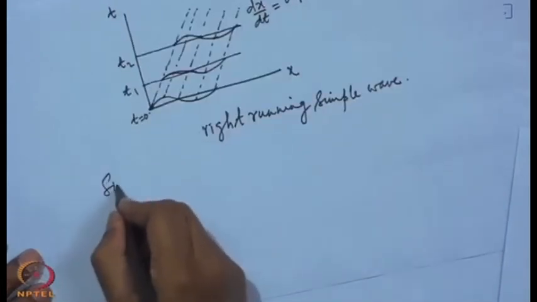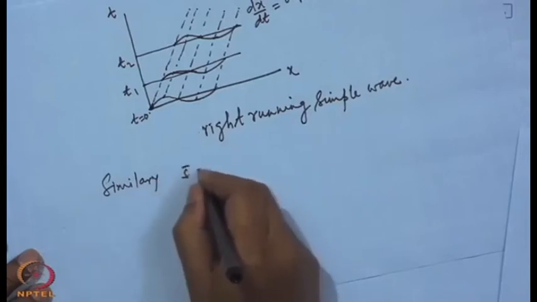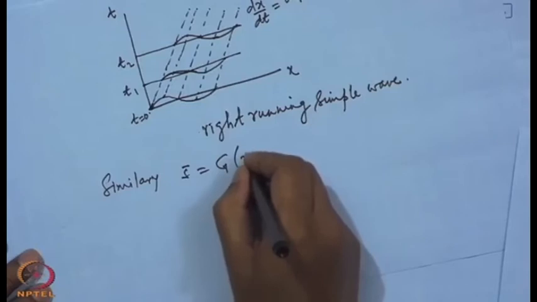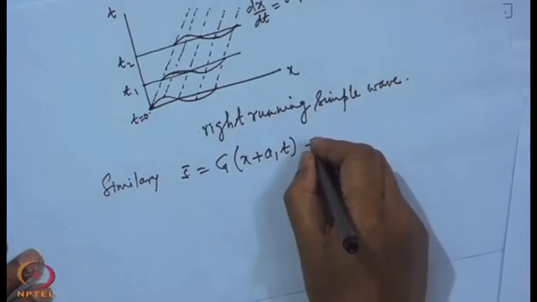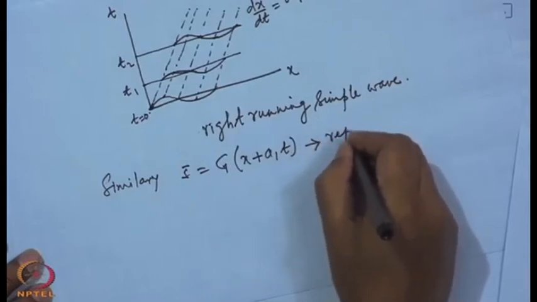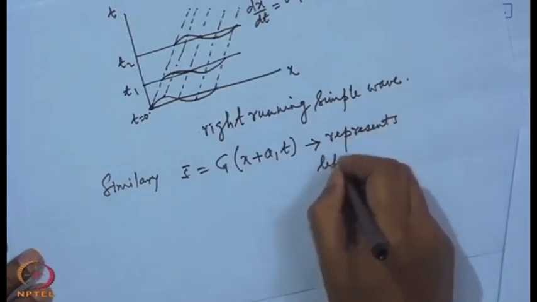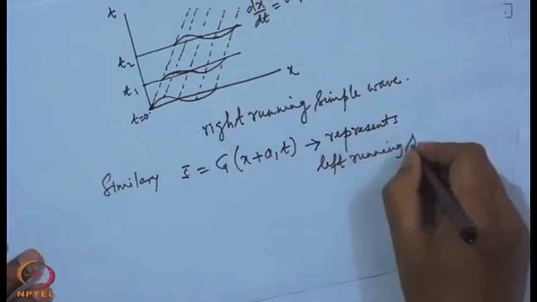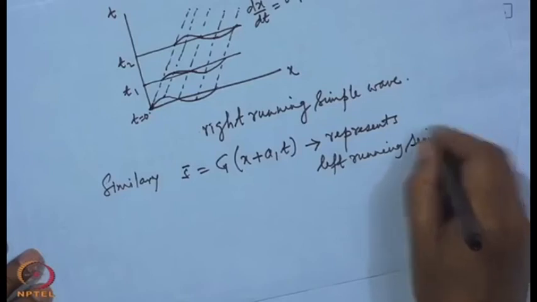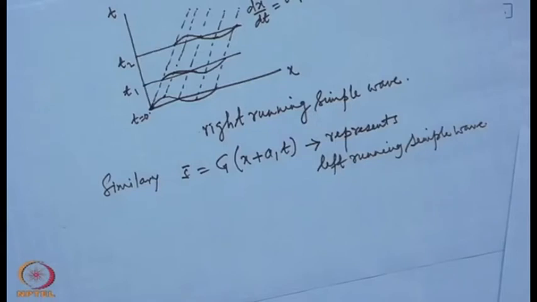Similarly, the other part of the solution g of x plus a 1 t represents left running simple wave. That is, in this case the wave is propagating to the left with speed a 1.